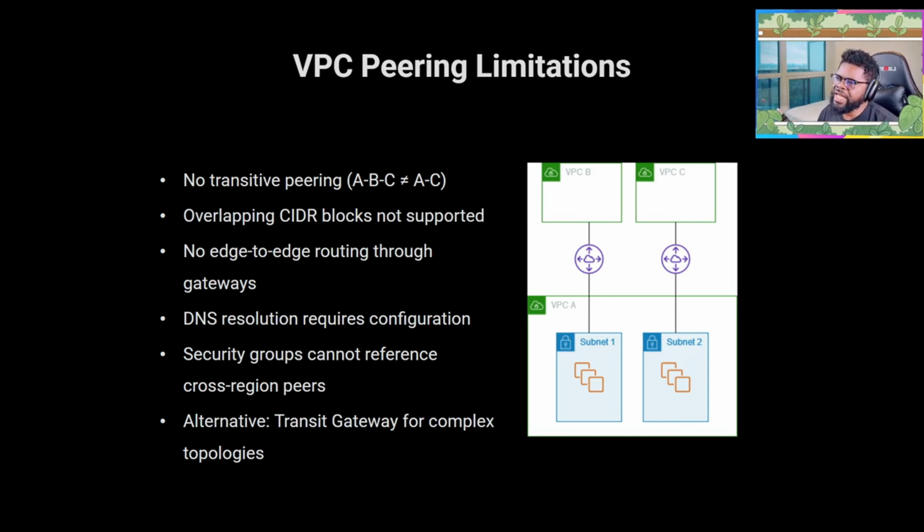DNS resolution also requires configuration. You basically need to do some configuration to have DNS resolution even within those peering connections. Security groups: we've seen how a security group references another security group, but you can't say, because my VPC is peered to your VPC, I can reference a security group in your VPC. It doesn't work that way. Obviously the alternative is to use Transit Gateway, because it really simplifies these things. All these limitations I've just listed, Transit Gateway solves. With Transit Gateway, you can have just one internet gateway that everybody uses. Transit Gateway can make that possible, but VPC peering is not going to.